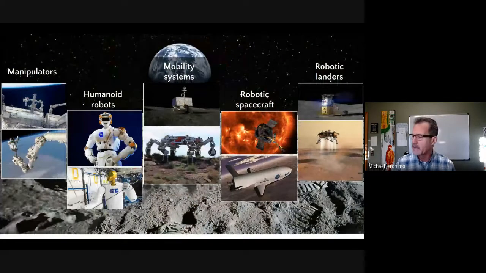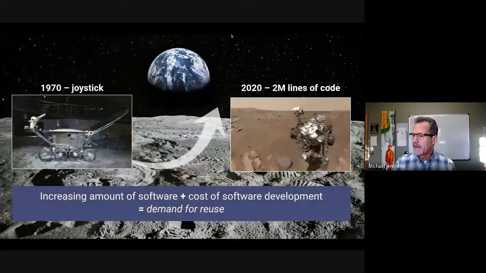There's quite a variety of robots that are in use and will be in use, from manipulators and humanoid robots like Robonaut 2 and Robonaut 5, and rovers like the Viper rover there on top, and robotic spacecraft and landers. So there's quite an interesting and long roadmap for space robotics coming up. And there's an increasing amount of software on these systems, from the Lunokhod of 1970, which was the first rover deployed from the Soviet Union, up to the rovers of today on Mars. There's quite a large increase in software and complexity, which is driving demand for reuse.